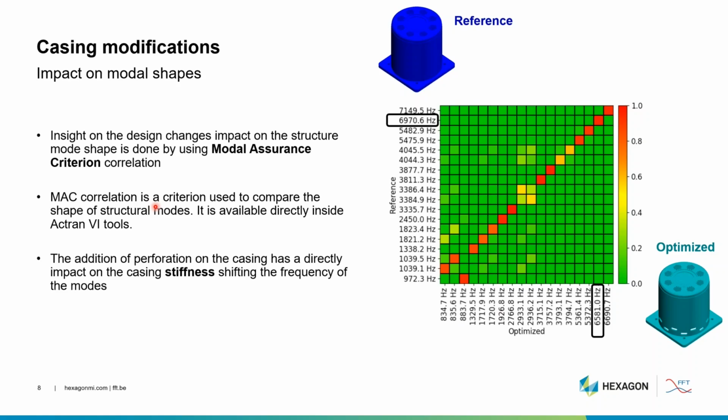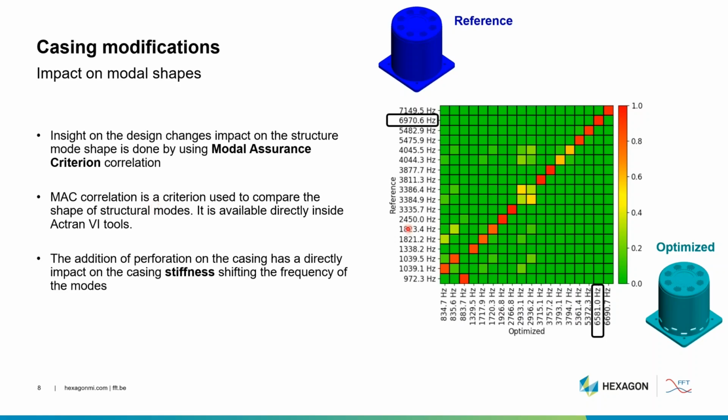Within Actran, we have a tool that allows you to do so. Once you have the modal basis of the two geometries, you can easily compare the effects resulting from the modification that Maxime suggested.